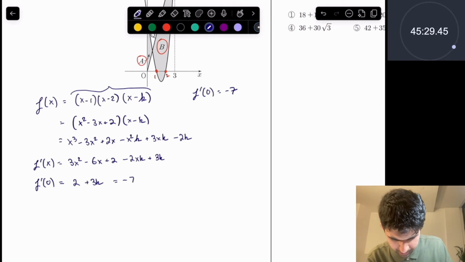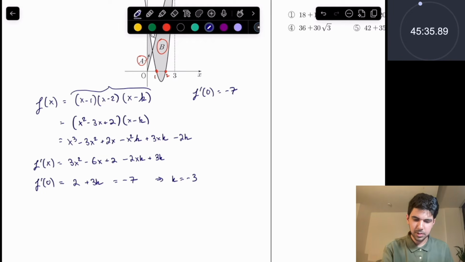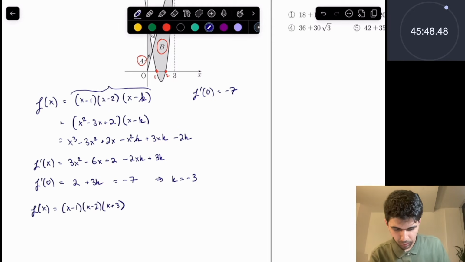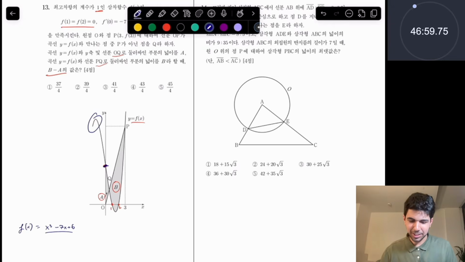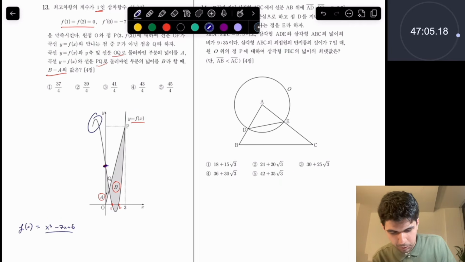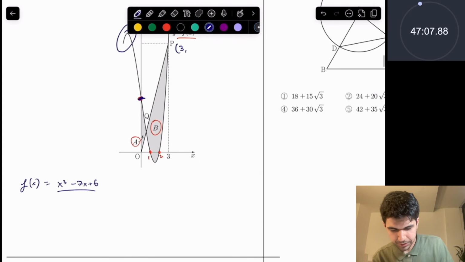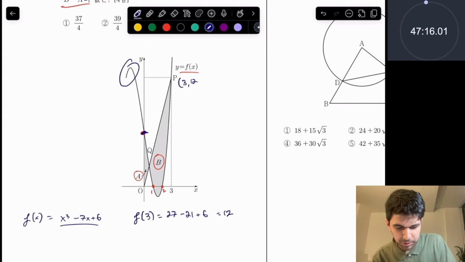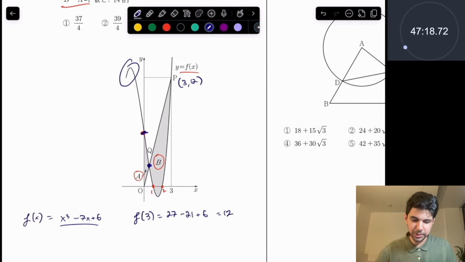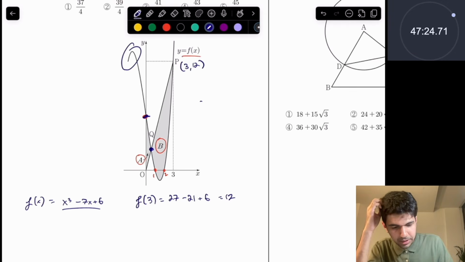And this equals -7. So k equals -3. So that means our polynomial is x cubed minus 7x plus 6. But yeah, I think now we just go about solving the integral. First we need the line OP. So P will be at the point 3 comma f of 3. f of 3 is 27 minus 21 plus 6, which is 12. So 3 comma 12. We have to find Q, where the curves intersect.